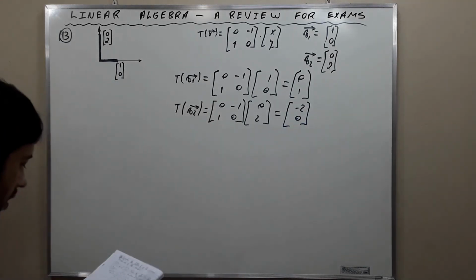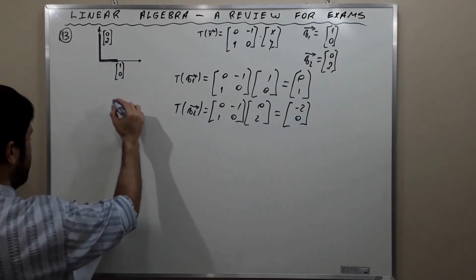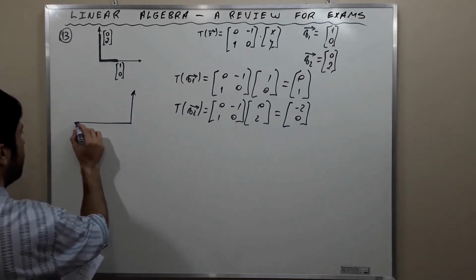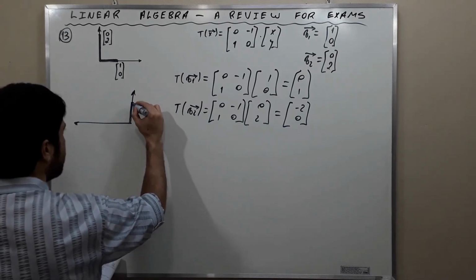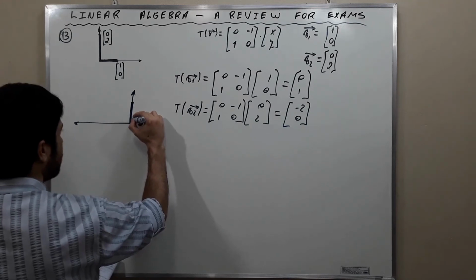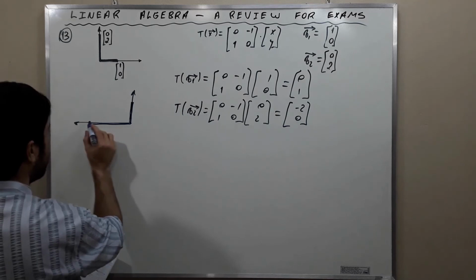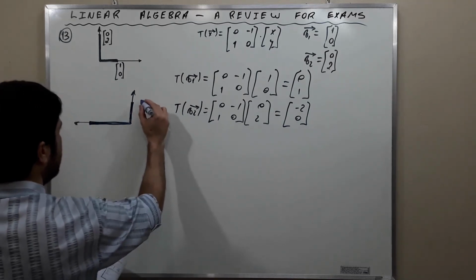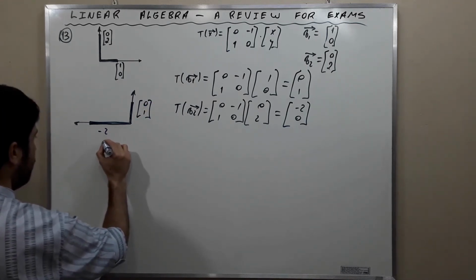If we multiply this, in other words, if we apply this transformation to this vector, we get this. And what does it mean? It means that they are going to be in this position here. All right, here is (0, 1), and here is (-2, 0).